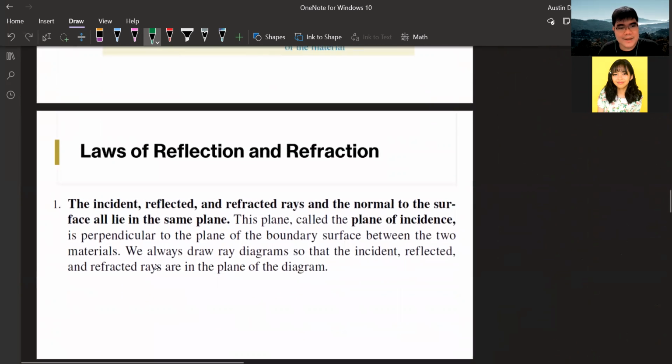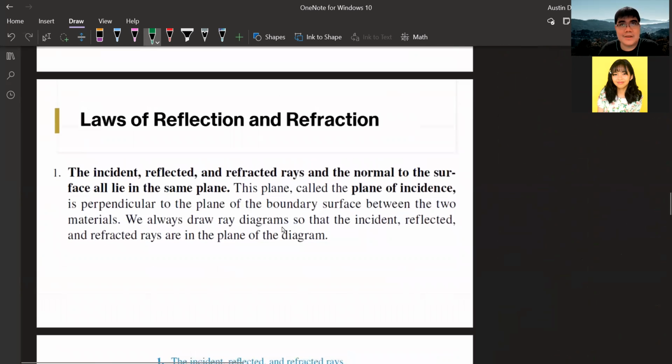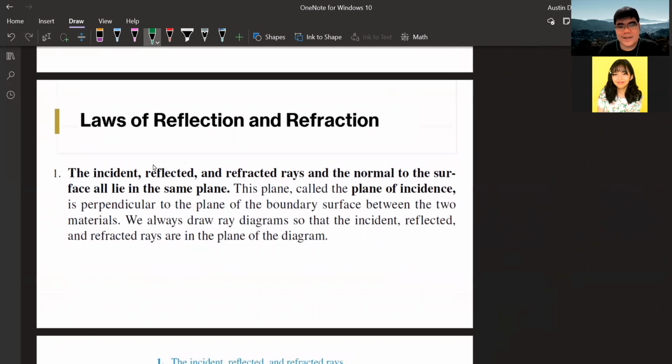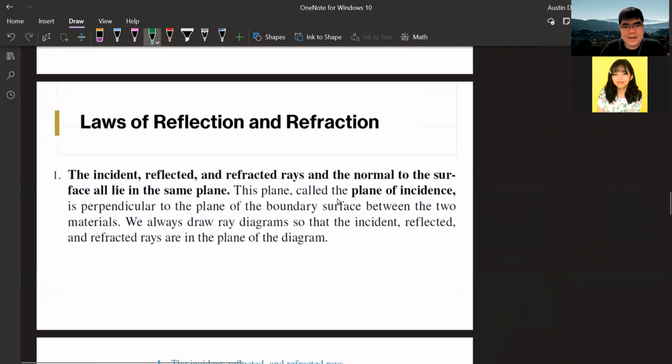So the first one just says that the incident, reflected, and refracted rays are always in one plane only. Okay? So, we call that the plane of incidence. And this is perpendicular to the plane of the boundary surface between the two materials. Okay?